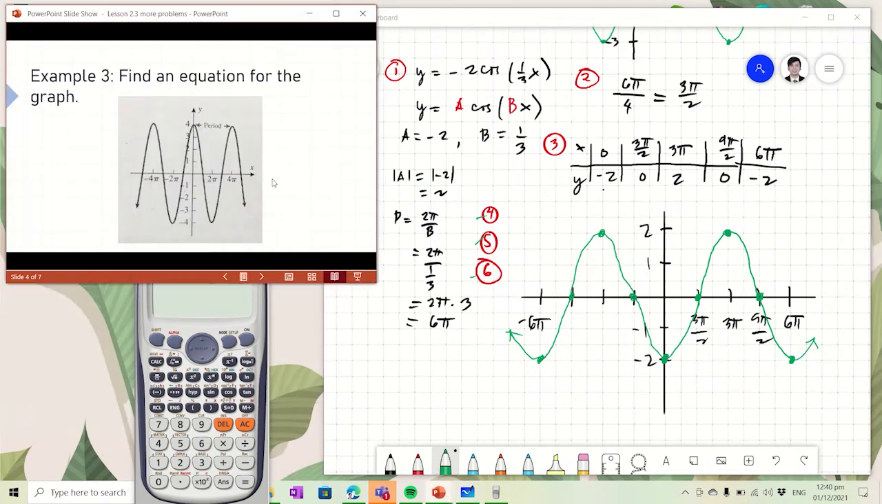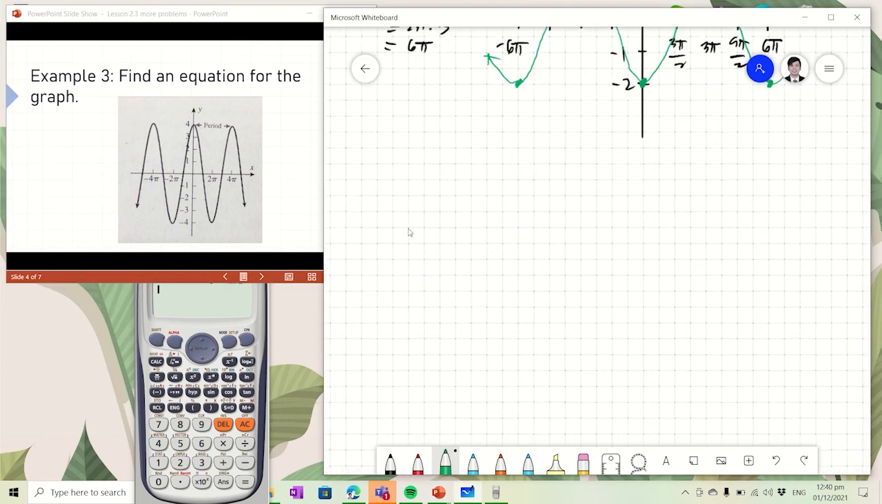Okay, let's proceed to example 3 now. In our example 3, this was quite different from what we're doing in class. We're now given the graph and we're asked to find the equation. So, first of all, you just have to observe.